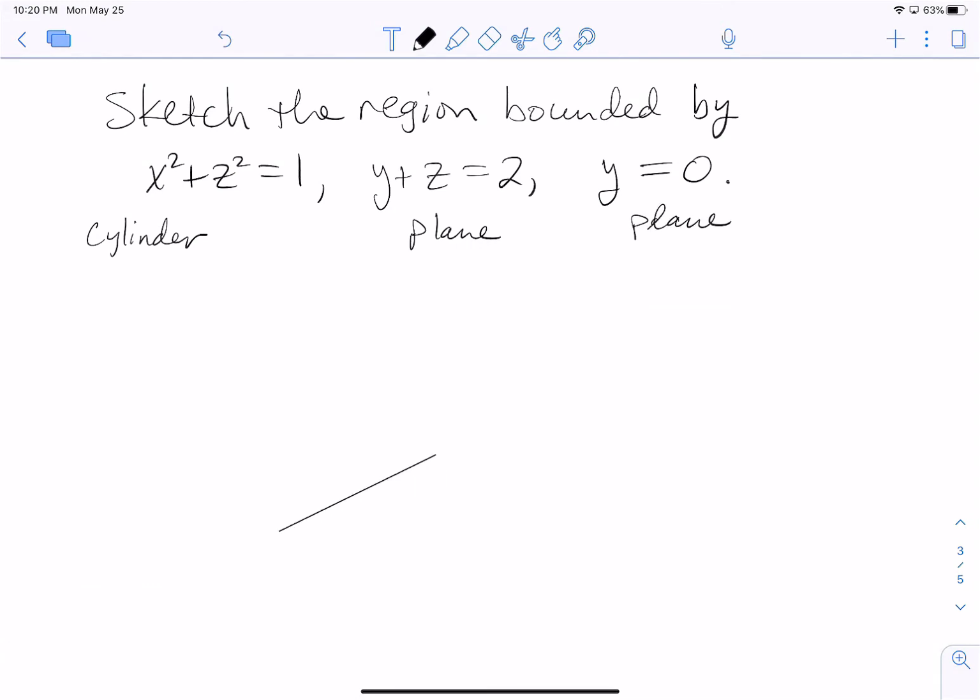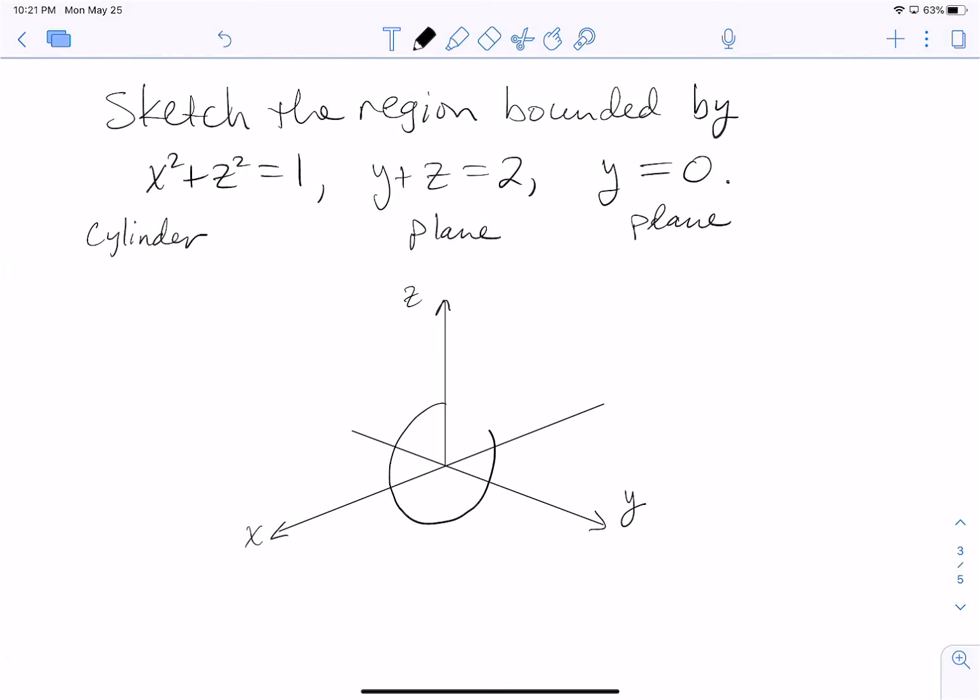We'll start with our axes as usual. Now this x squared plus z squared equals 1 is a cylinder. Its trace in the xz plane is a circle, and so that's where I'm going to start. There we go. And for y plus z equals 2, it's a plane. Its trace in the yz plane is the line y plus z equals 2.